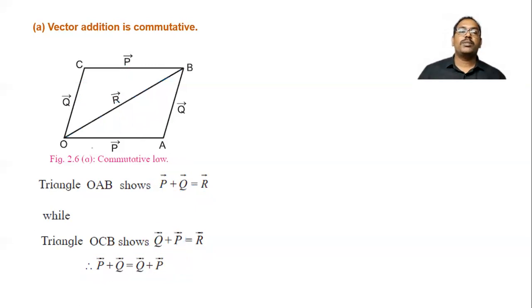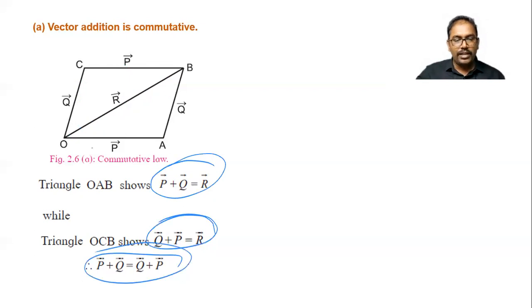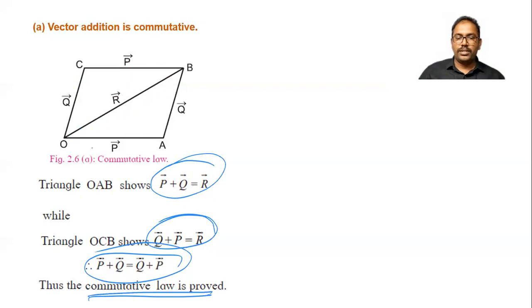In examination a question may be asked: show that vector addition obeys the commutative law. Then you have to draw this diagram. You have to write two equations, and by those two equations you can justify that vector addition is commutative in nature. So this commutative law is proved.